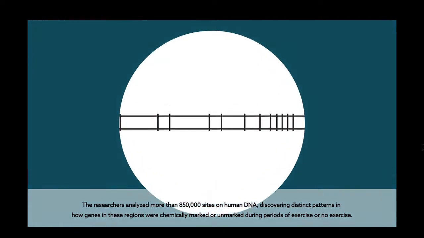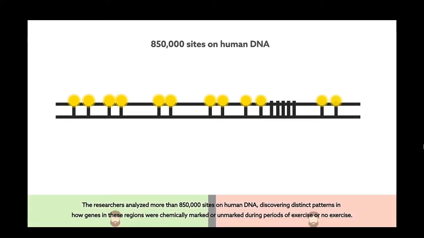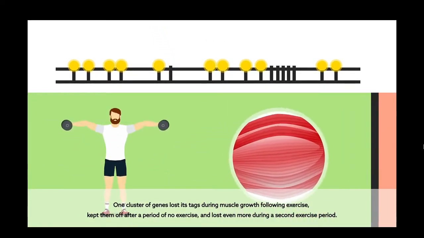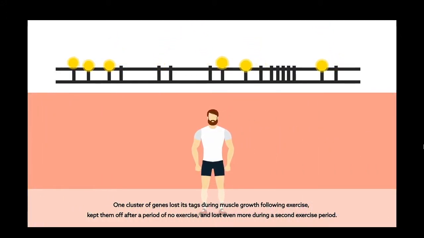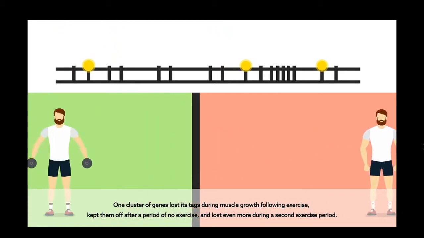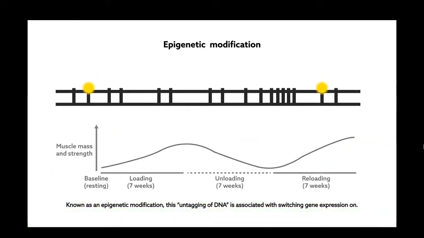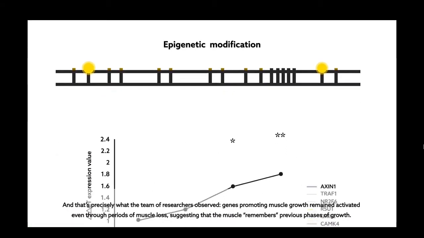The researchers analyzed more than 850,000 sites on human DNA, discovering distinct patterns in how genes in these regions were chemically marked or unmarked during periods of exercise or no exercise. One cluster of genes lost its tags during muscle growth following exercise, kept them off after a period of no exercise, and lost even more during a second exercise period. Known as an epigenetic modification, this untagging of DNA is associated with switching gene expression on. And that's precisely what the team of researchers observed.